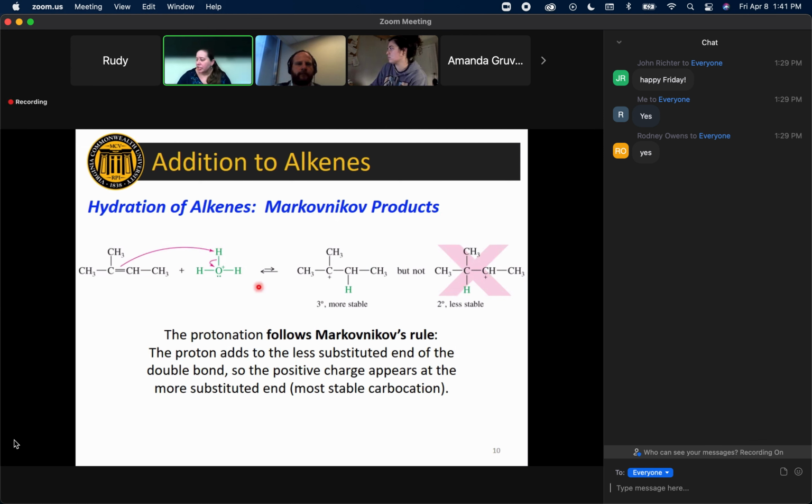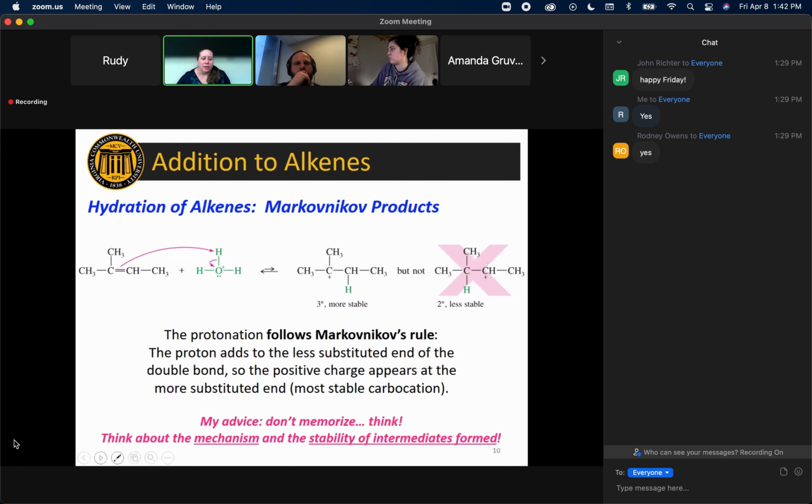And this should make sense to you because we're forming a free carbocation intermediate. So when that protonation step occurs, which is the first new bond formation, that protonation will occur on the less substituted end of the double bond, because that gives us the carbocation on the more substituted side, which is the more stable carbocation. So again, this is Markovnikov's rule.